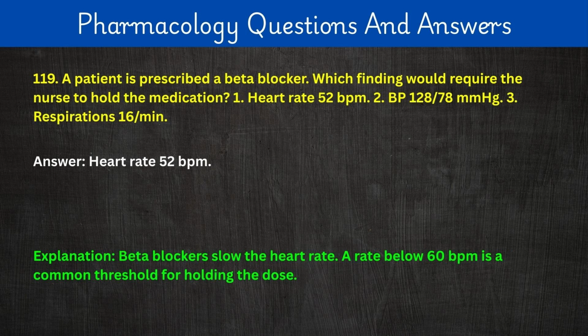119. A patient is prescribed a beta blocker. Which finding would require the nurse to hold the medication? 1. Heart rate 52 BPM. 2. BP 128/78 mmHg. 3. Respiration 16 per minute. Answer: Heart rate 52 BPM. Explanation: Beta blockers slow the heart rate. A rate below 60 BPM is a common threshold for holding the dose.